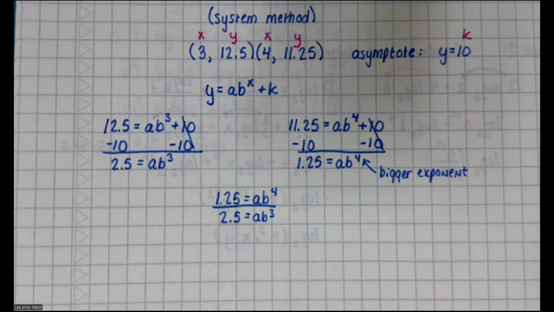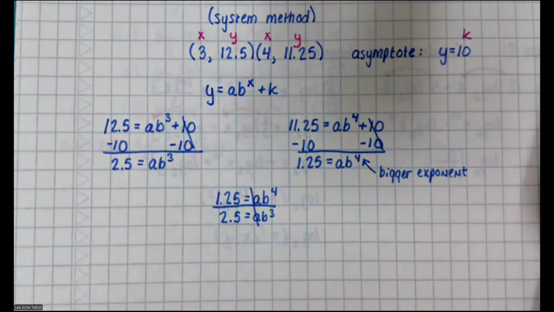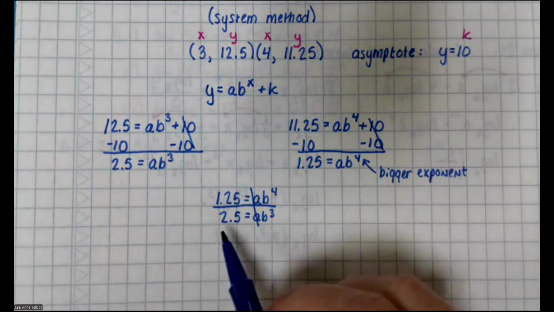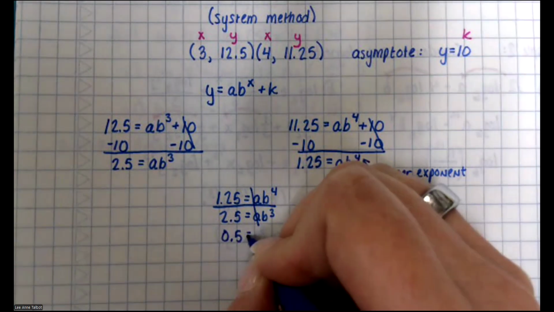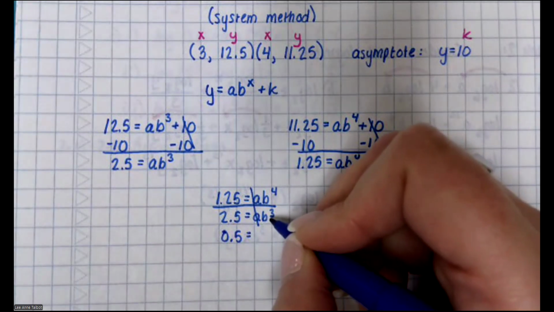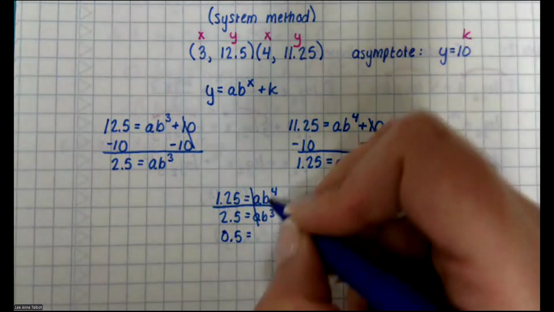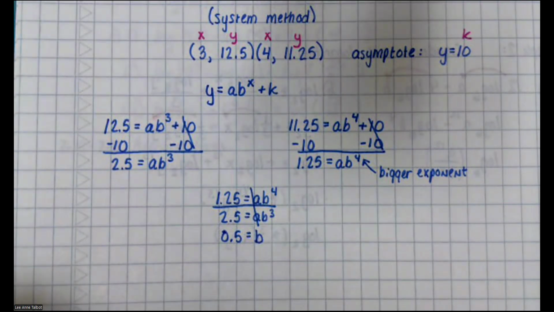Okay. Now the a's cancel. 1.5 divided by 2.5 is 0.5. And b to the fourth over b to the third, b to the fourth minus 3, so b to the fourth divided by b to the third is b, because you subtract the exponents.